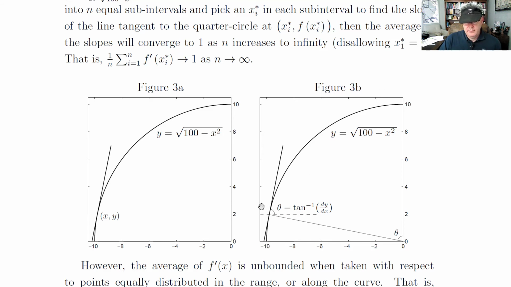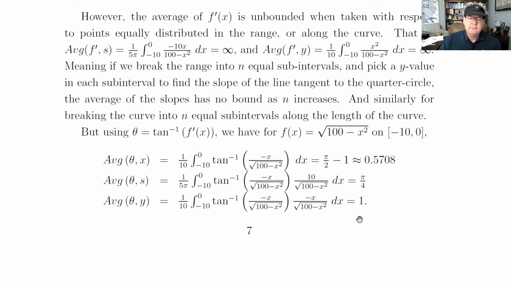So every angle is the arctangent of the slope. So I want to average the arctan of the slopes. If I do that for that quarter circle, then the average of the angles the slope makes with respect to x is pi over 2 minus 1.